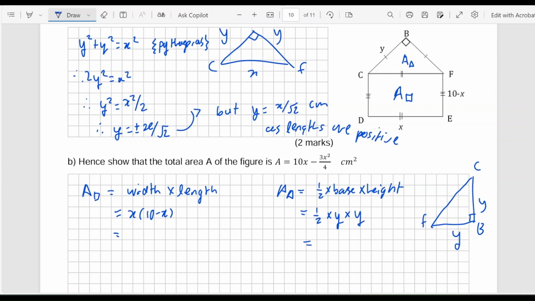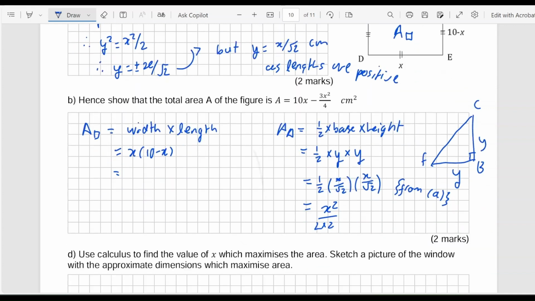Technically we could use the base across the bottom, but we don't know what the height of the triangle is in that context. Whereas we do if we flip the triangle around, knowing that y is the base and y is the height. So this is going to be a half, x over root 2 is y, and x over root 2 is y from A. So this is going to be x squared over 2 times 2 on the bottom. So it's x squared over 4.